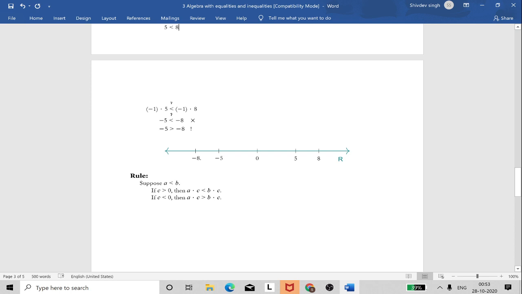So, the general rule will be: if a is less than b and c is any number which is greater than 0, and we multiply both sides by c, what will we get? a dot c is less than b dot c. If c is a negative number, then what will we get on multiplication by c? a dot c is greater than b dot c.